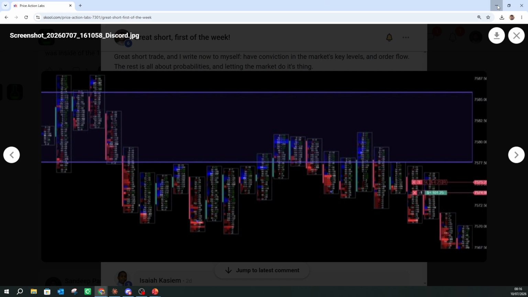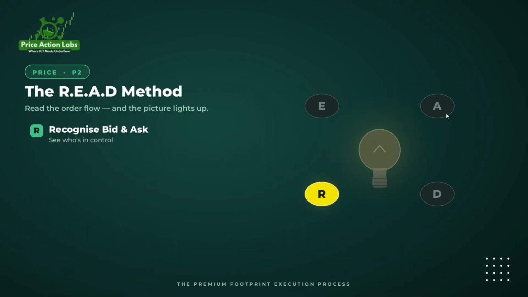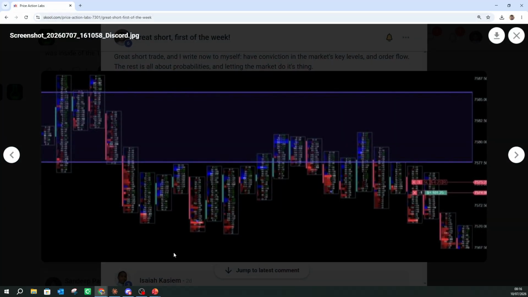So what we need is to build systems, we need to build mental frameworks and models to help you understand what's going on in the chaotic but often simple world of order flow. It's not as complicated as you think.